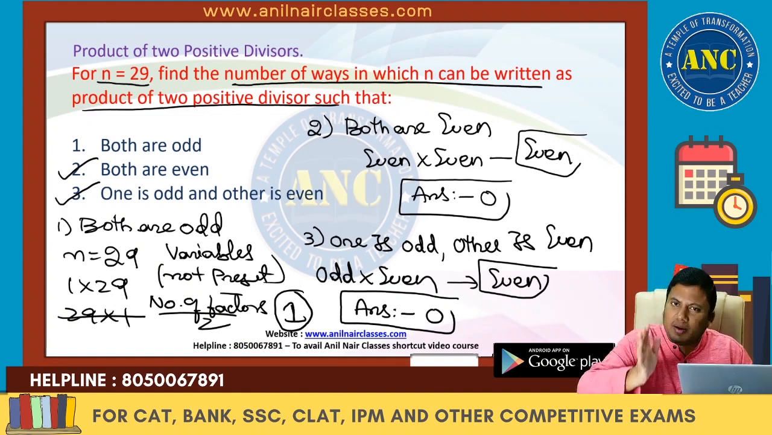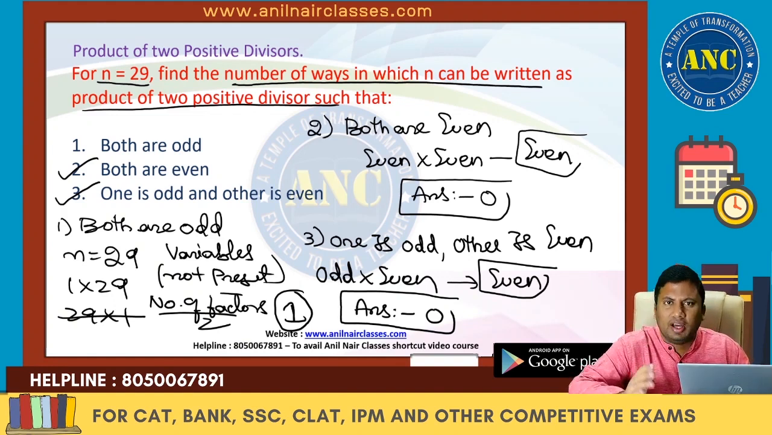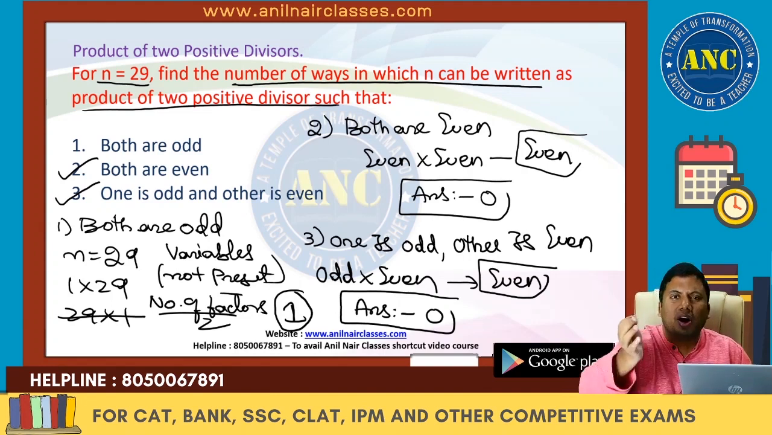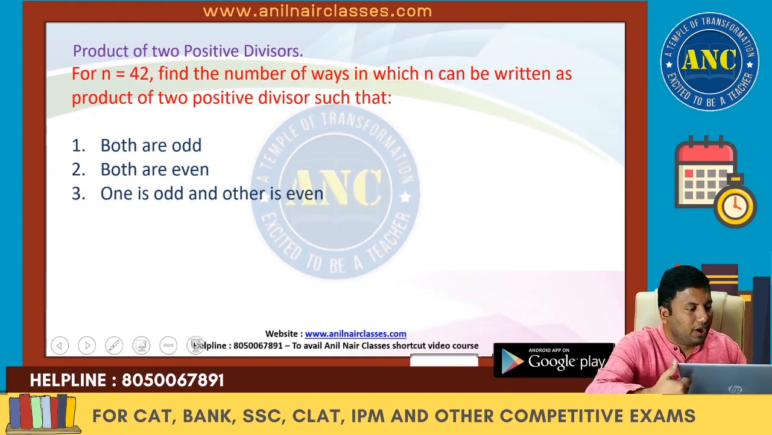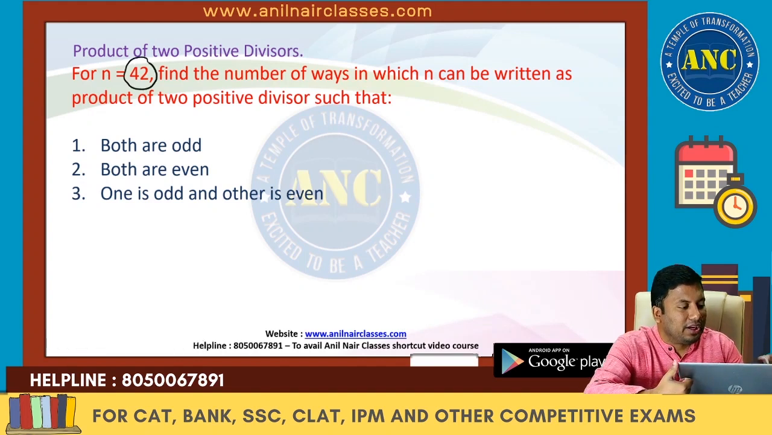Just look at the question. If it is an odd number, it can only be odd into odd. If it is an even number, it will be odd into even, or it could be even into even. That you check it out. I hope it is clear, right? Now, one important one, n equivalent to 42. Now, one concept.